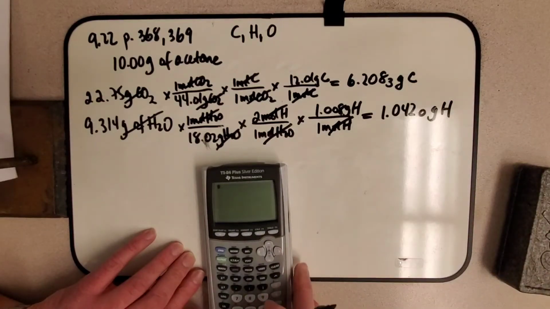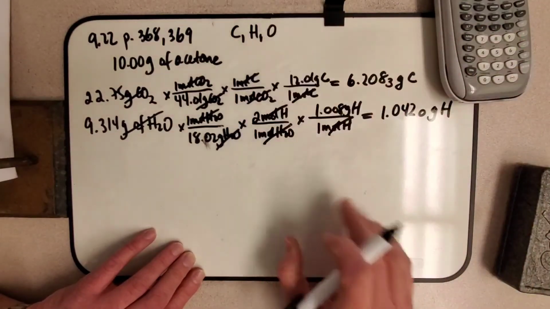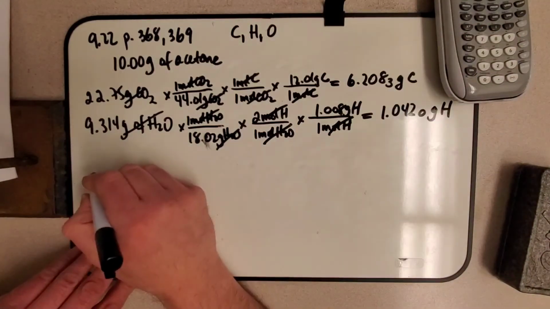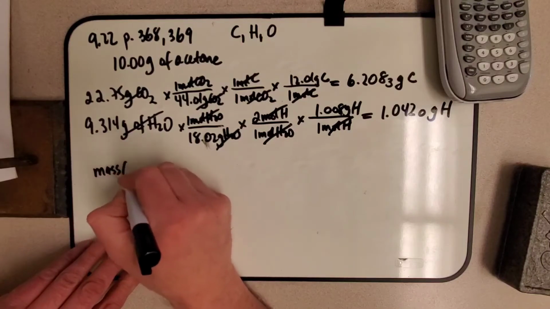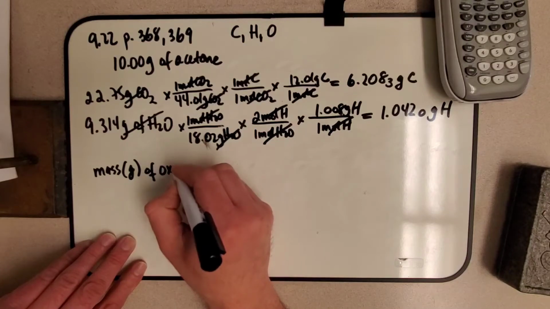Okay, great. Now I got the grams of carbon, grams of hydrogen. The only thing missing is the grams of oxygen. All right, let's find the mass. I'm going to put in grams of oxygen.